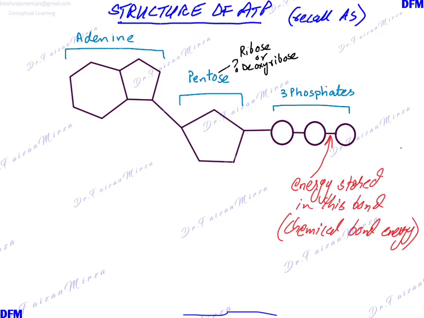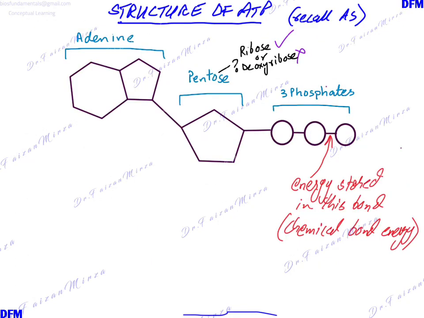The structure of ATP can be recalled: ATP has a pentose sugar, and you can recall whether it was a ribose sugar or deoxyribose. We know that the deoxyribose sugar is not there. It's always a ribose sugar. There are 3 phosphates and an adenine, and the energy is stored in these bonds.